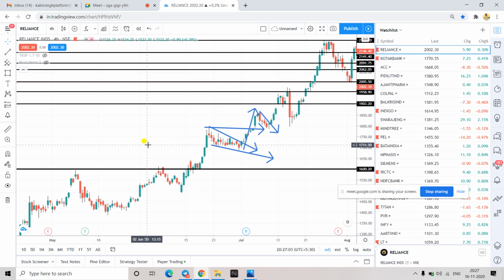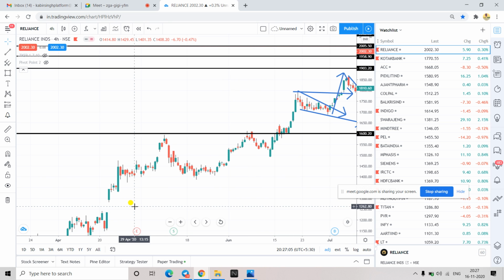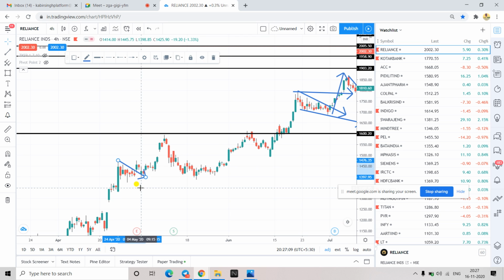I'll just show you a few more examples. Here also it is there. After a good upward move, again there are small candles, so you can anticipate a breakout. This candle has broken out, so the lower line of this flag pattern is your stop loss.